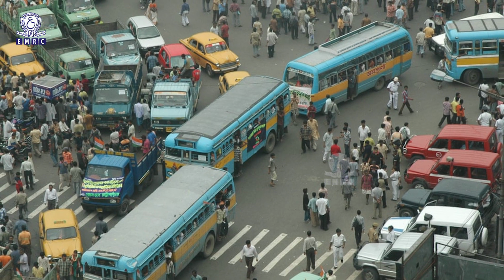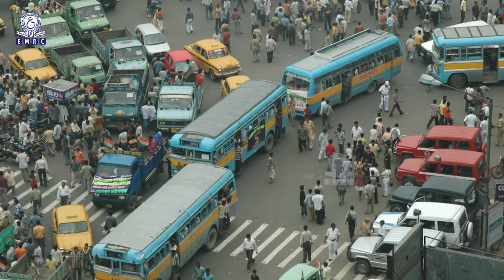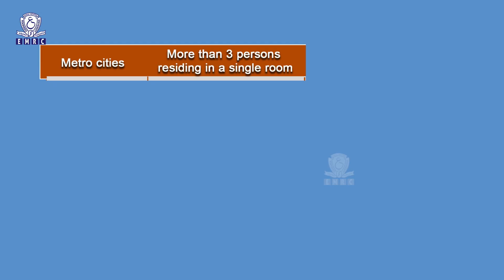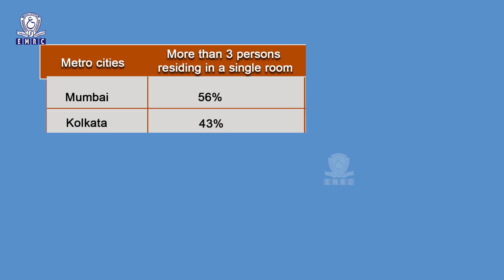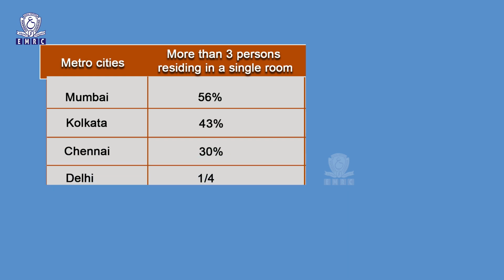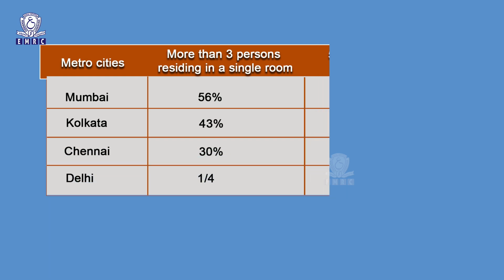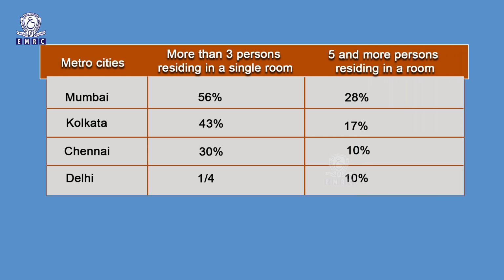On the other hand, the houses in these metros are very much overcrowded. More than 3 persons residing in a single room is the condition of 56% of the population of Mumbai, followed by 43% of the population of Kolkata, 30% of the population of Chennai, and 1/4 of the population of Delhi. Further, 5 and more persons residing in a room, such a miserable condition, was faced by 28% of the population of Mumbai, followed by 17% of the population of Kolkata and about 10% of the population of Delhi and Chennai both.